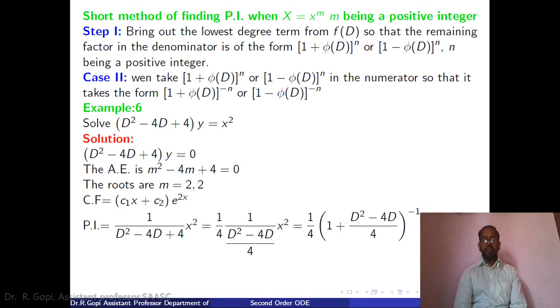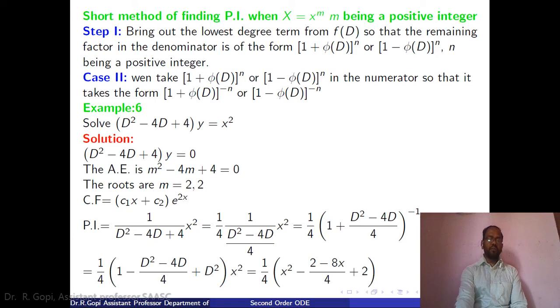We have to use the formula for 1 plus x whole power minus 1. So 1 plus x whole power minus 1 is nothing but 1 minus x plus x square plus and so on. Here the value is x squared only, then we have to take only two terms. So that is nothing but 1 by 4 into 1 minus x plus x square terms contains only for the particular value of 4d by 4. The remaining terms will be neglected.